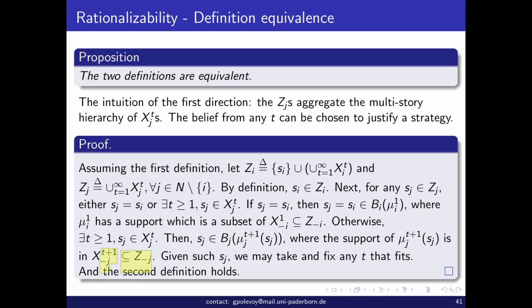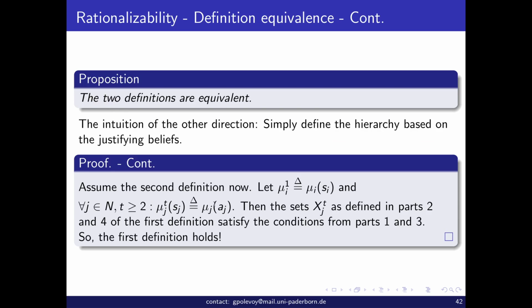So we assume the first definition, and we've built Zj's and showed that we can choose probability distributions mu such that the second definition will hold, and the second definition will also state that this Si is rationalizable with respect to the second definition.